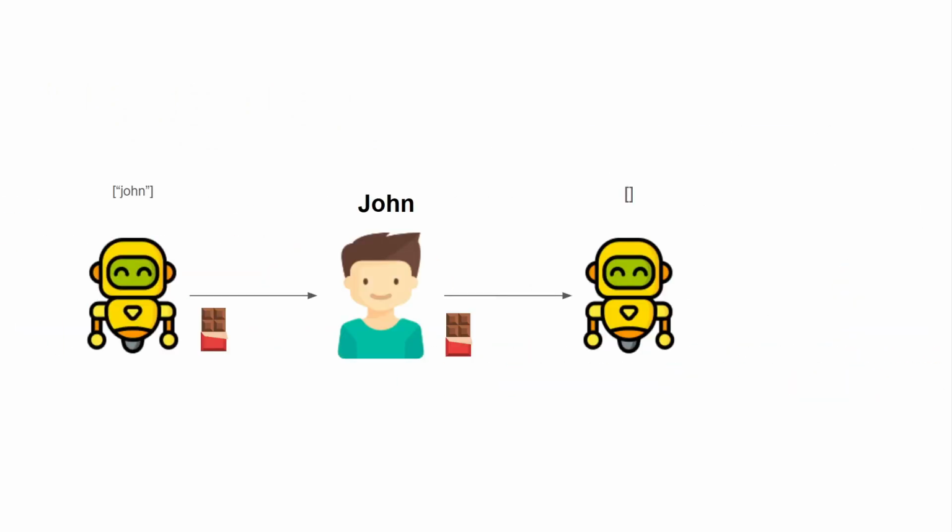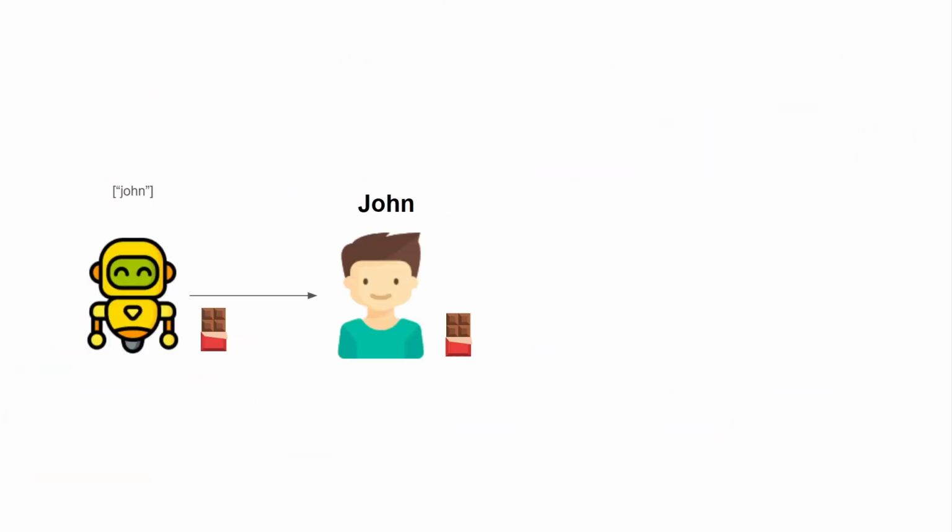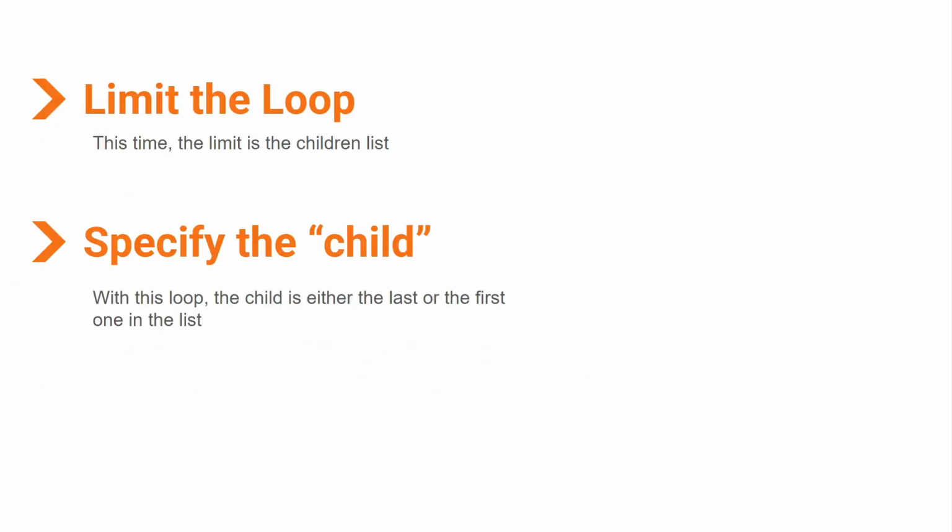Like as you can see here, let's go back. So let's go back here. The one we give a chocolate bar is either the first one or the last one. As you can see in the first loop, we give it to the first one. Again, in the second loop, we give it to the first one, right? So this is how we specify the child, or the operation, or the row, right?